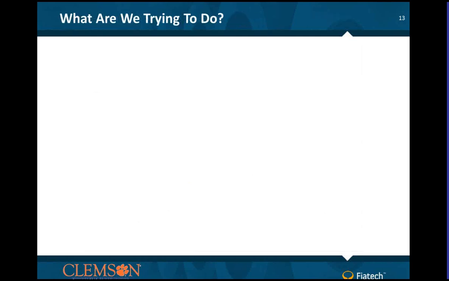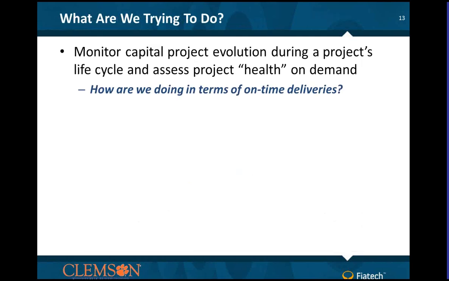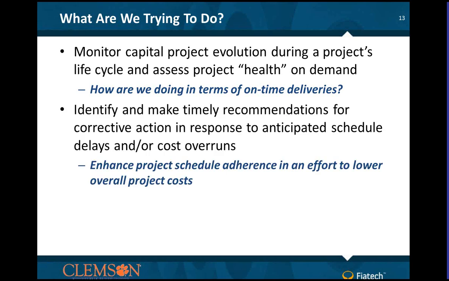Well, what are we trying to do in our project if I just showed you that? The idea here is that we want to monitor a project's health on demand as the project is elapsing rather than just looking back in time. How are we doing in terms of our on-time deliveries or meeting our project milestones? We want to be able to identify and actually make recommendations to take corrective action to respond to these anticipated or forecasted schedule delays or cost overruns. The idea here is we want to enhance how well we track along with the project schedule, with the assumption that if we can do that, it's going to help us lower overall project costs.